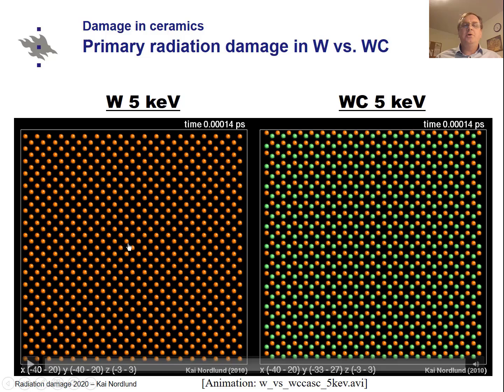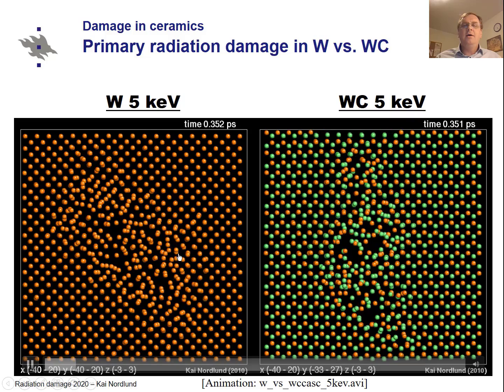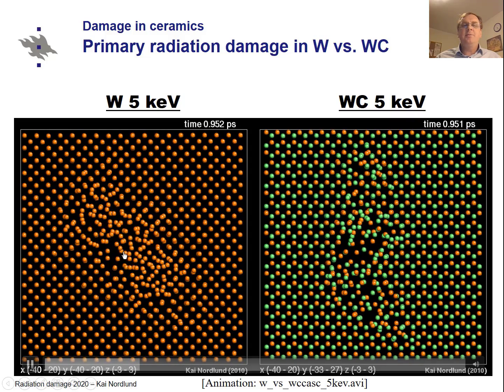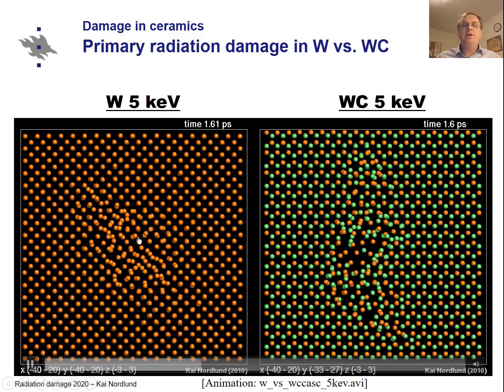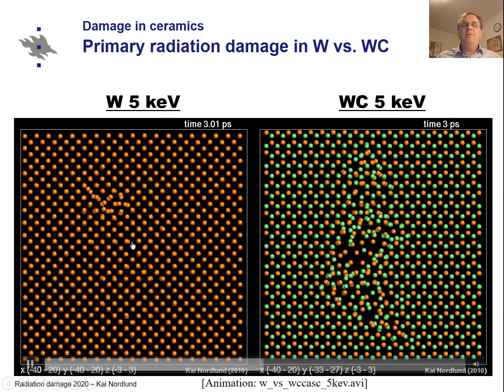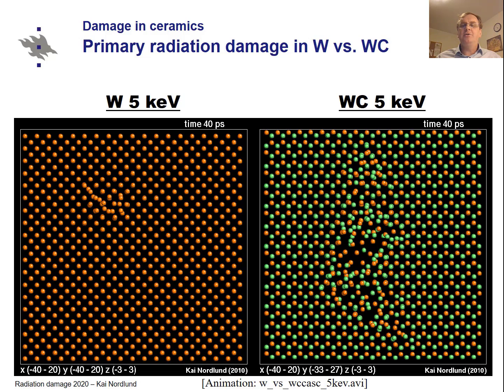And just to illustrate this point, here is one more animation of a 5 keV cascade on the left side in tungsten, a metal, and on the right side in tungsten carbide, a ceramic material. You see that initially the heat spike looks quite similar, but in tungsten practically everything recombines, as you can see, given enough time. Whereas in tungsten carbide you are left with a fairly large damaged region. This damaged region then on macroscopic timescales at elevated temperatures would still recrystallize, but the primary damage state is at least very different.